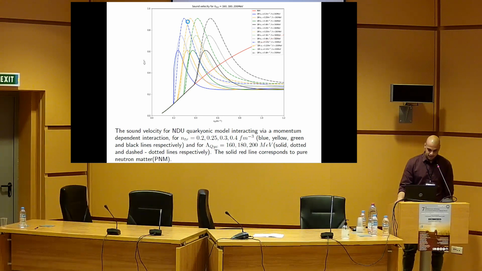And the different shapes of the curves correspond to several values of the parameter lambda. We set lambda to have these three values, and we see the solid line for 160 MeV, the dotted and the dash-dotted lines with 180 and 200 MeV respectively.